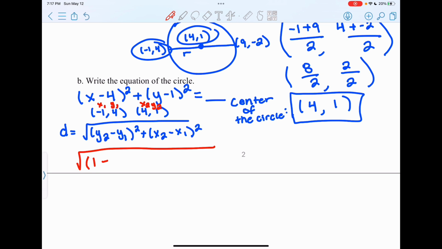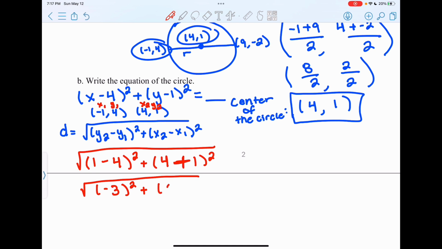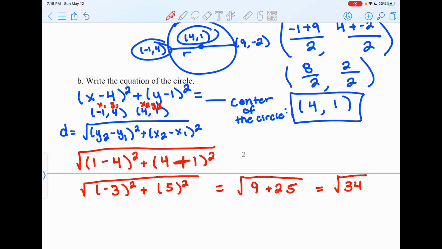y2 is 1, and y1 is 4, so I have 1 minus 4 squared, plus x2 is 4, minus x1 is negative 1 squared. 1 minus 4 is negative 3, and when I have two negatives next to each other, it becomes a giant plus, so this will become 5 squared. Negative 3 squared is 9, and 5 squared is 25. 9 plus 25 is 34. And unfortunately, 34 is not a perfect square, so we are just going to leave it in the radical.